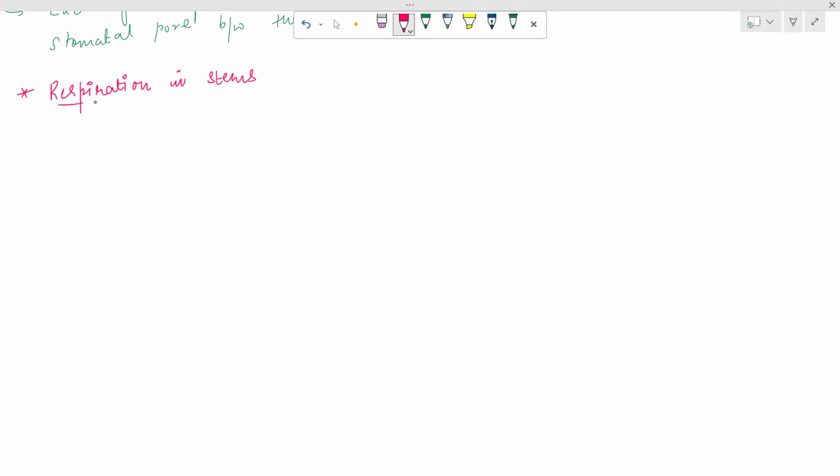Okay, now let's talk about the respiration in the green stems. Yes, ma'am. We have the respiration in roots also. So first we have understood about the leaves. Now let's study the structure of the stems. In this also stomata is present, but there is one more structure.